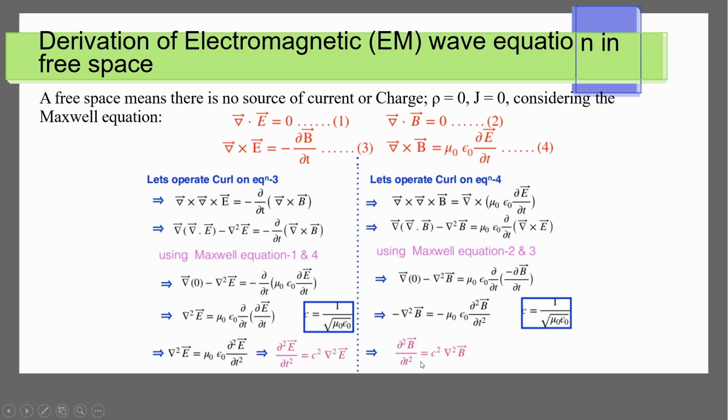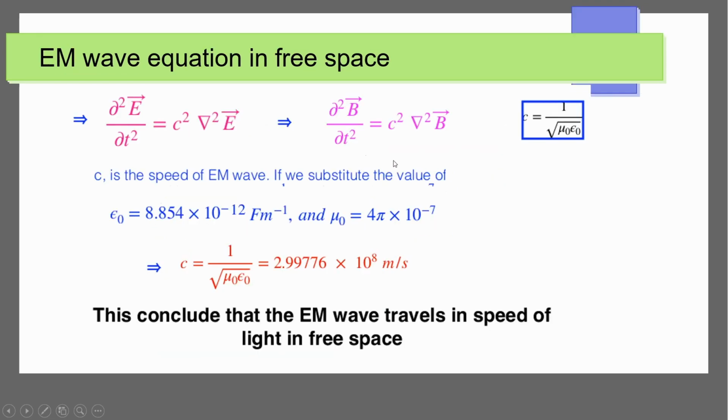Now in both terms over here we've replaced 1 by root mu naught epsilon naught by c, which stands for the speed of light, and substituted c into both of these equations right here. So we know that in a wave equation this term squared stands for the velocity of the wave. So when we substitute the values of epsilon naught and mu naught into the value of c, we get 2.99776 times 10 to the power 8 meters per second. So this basically concludes that all EM waves travel at the speed of light in free space.